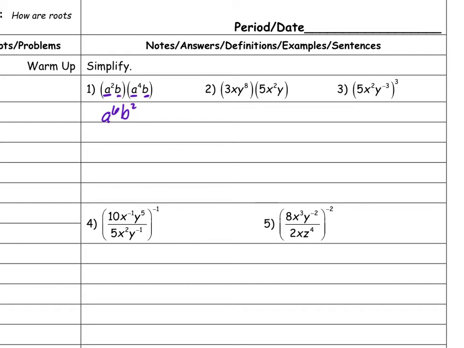3 times 5 is 15. And then I have 3 x's, so that's x cubed. And I have 9 y's, so that's y to the 9th. Okay.